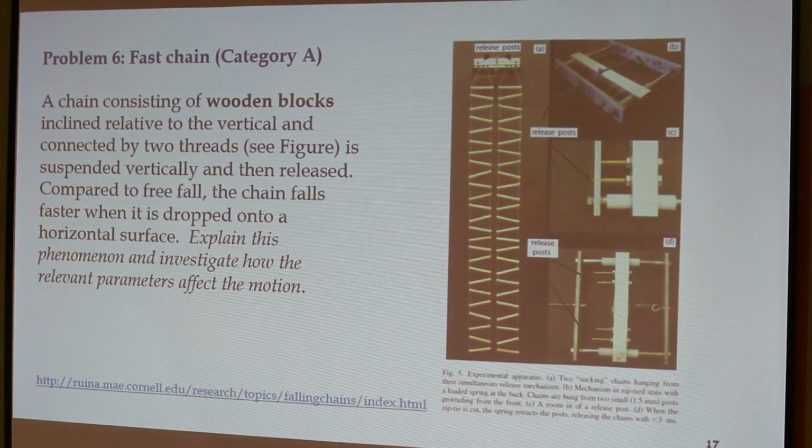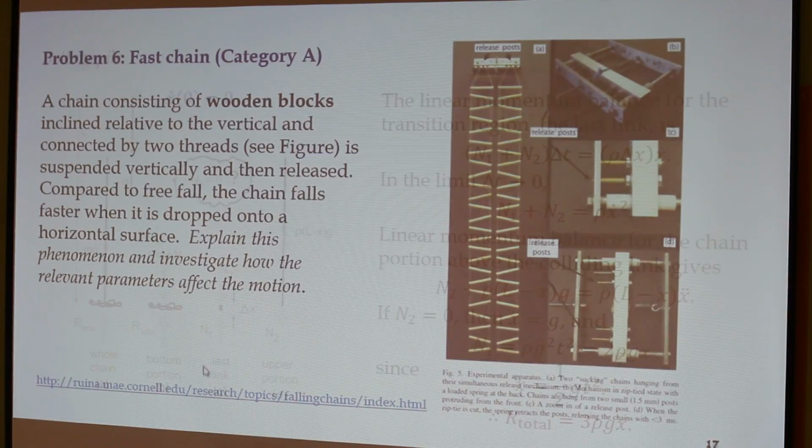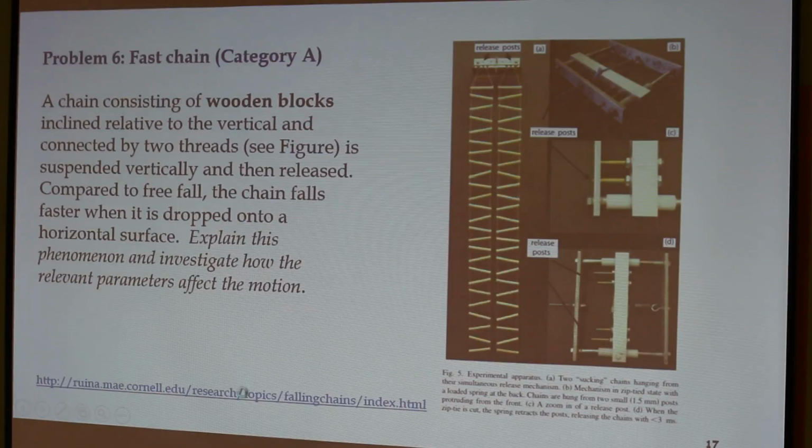Right. So two monstrous problems for Cat A. So I'll give you an easier problem now. So, fast chain. You have a chain consisting of wooden blocks inclined relative to the vertical and connected by two tracks. See figure, which is here. It's suspended vertically and then released. Compared to free fall, the chain falls faster when it is dropped onto a horizontal surface. Explain this phenomenon and investigate how relevant parameters affect the motion. So I'll give you a video first.